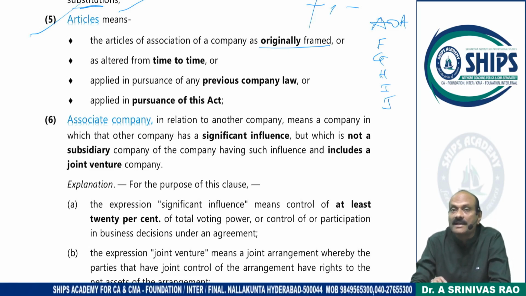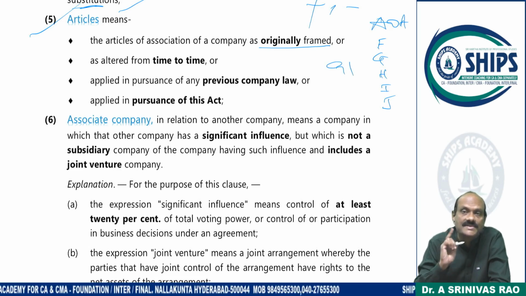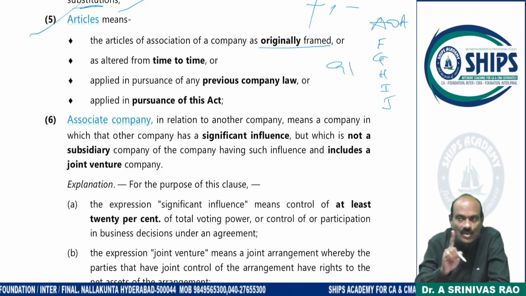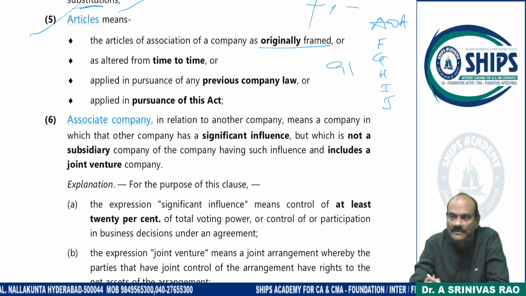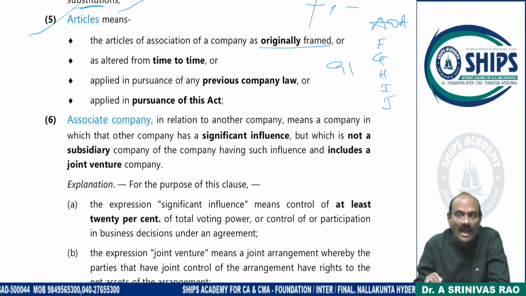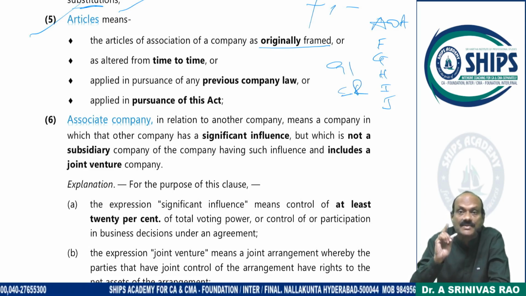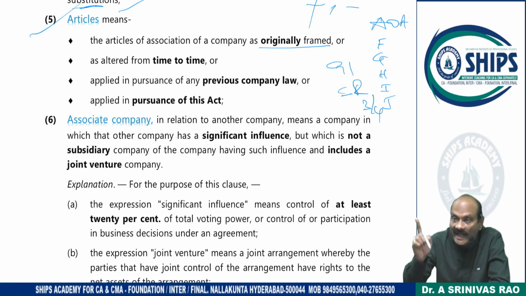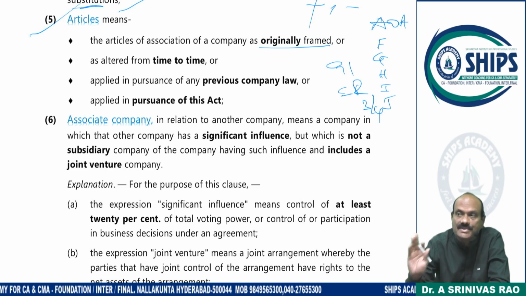Nothing is fixed. Articles of association originally consist of 91 regulations. Each regulation, remember, rules and regulations: regulation is mandatory, must and should we have to follow. Rules we may follow, may not follow. And alteration of the regulation always requires a special resolution. A special resolution requires a 3/4 majority of the members attending a meeting to agree to our proposal. If 3/4 agree, then only the resolution can be passed.